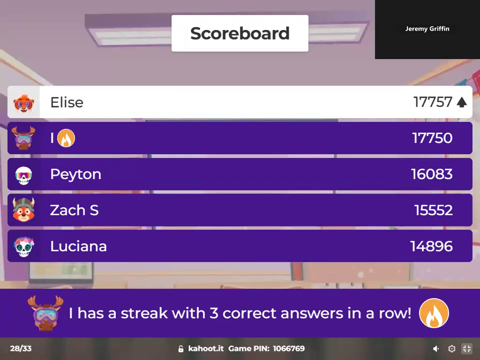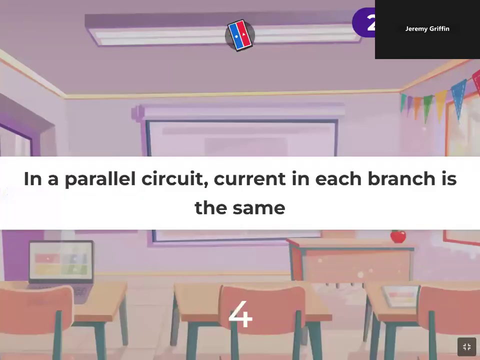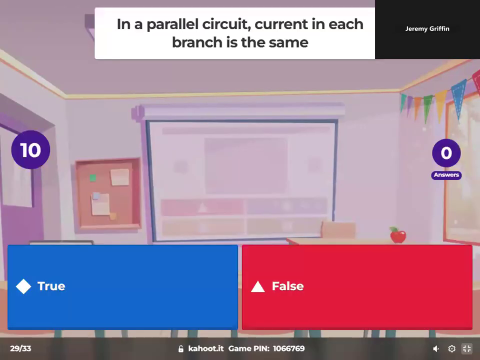Luciano, Zach, Peyton, who's the first? Elise. Woo! Win by 7 points. In a parallel circuit, current in each branch is the same. True or false?